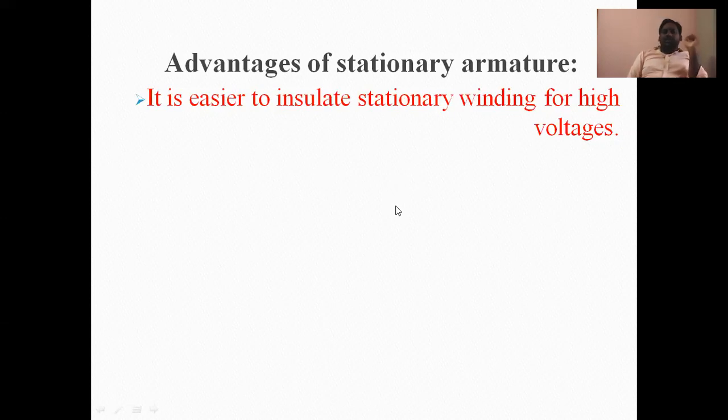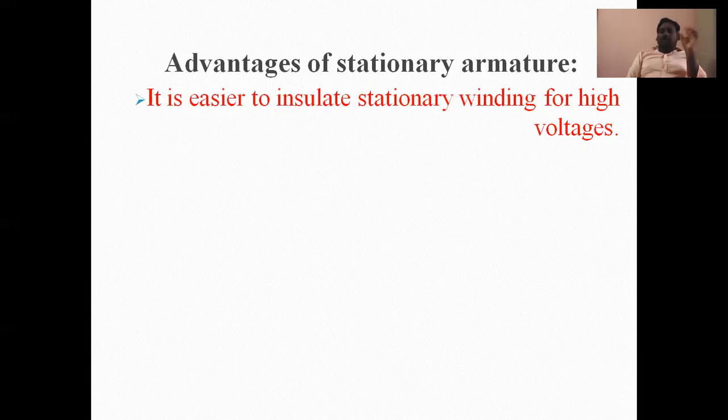One more advantage is that the armature winding is stationary. The output voltage is collected across the stationary winding. That's why it is directly connected to the load. There is a provision of direct connection of load. Direct connection means there is no need of slip rings and brushes.